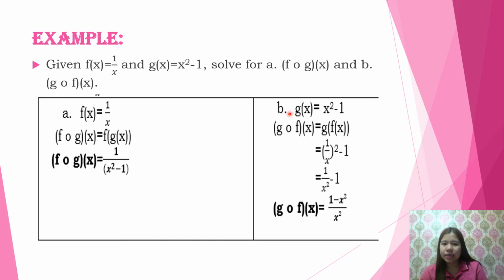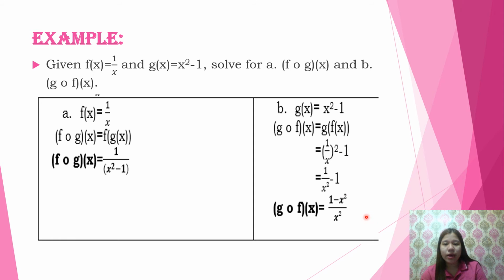And then next for letter B, g of f of x. So, isulat muna ang equation ng g of x, which is x squared minus 1. And then replace x by f of x, that is 1 over x. So, i-square natin 'to. 1 over x times 1 over x is, yung 1 times 1 is 1, and then x times x is x squared. And then minus 1.